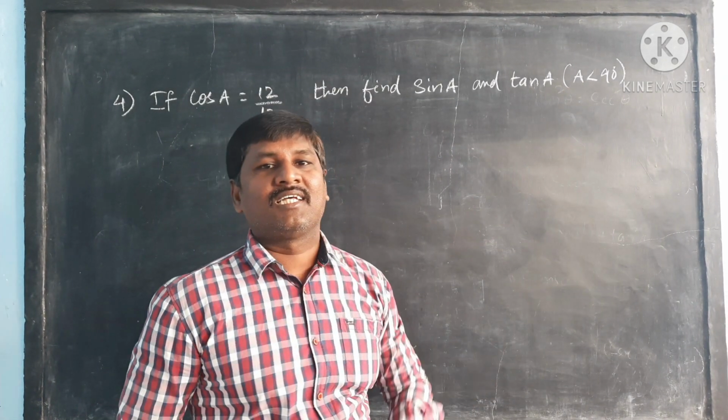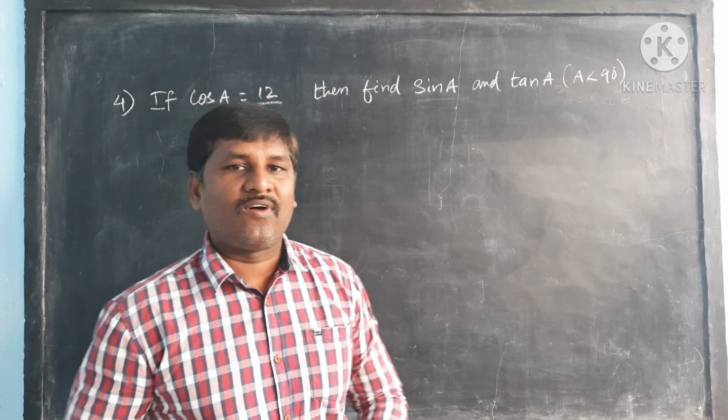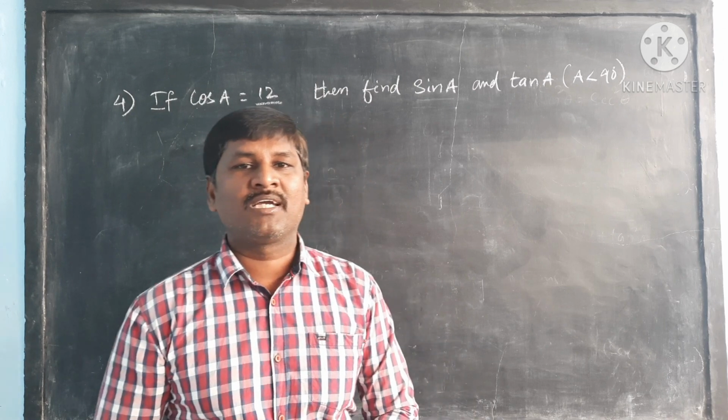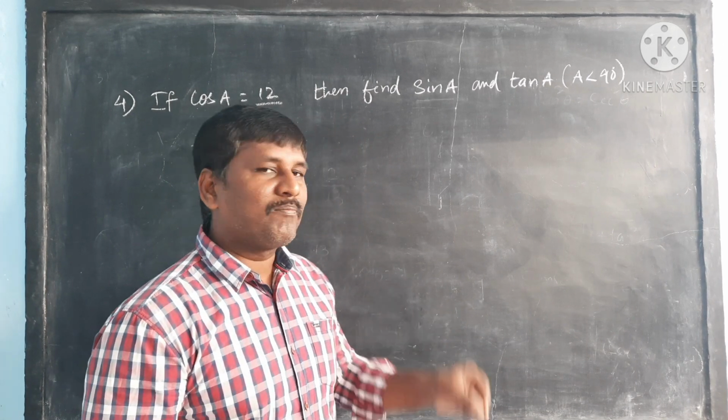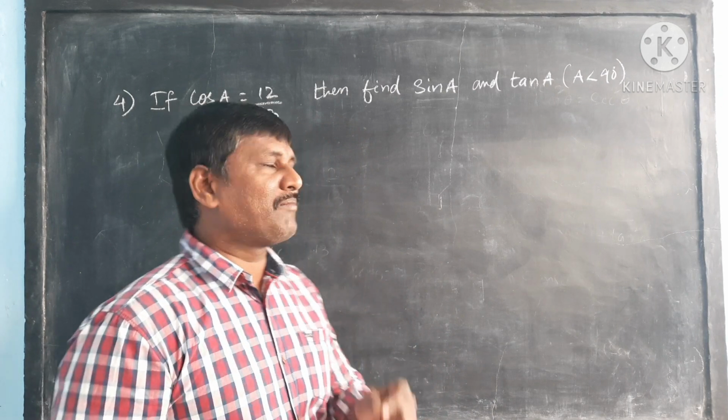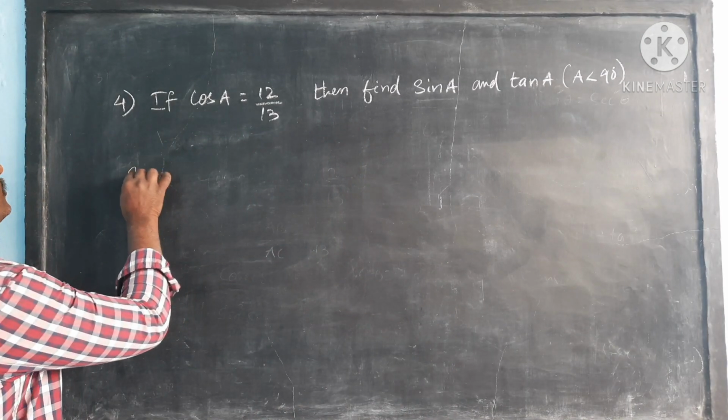Angle A is less than 90 degrees. Here is a choice of two methods for this question. Method 1, which is algebraic, and method 2, which is application of trigonometric identity. Just now you have discussed that. Now let's see method 1. Let us start the solution.